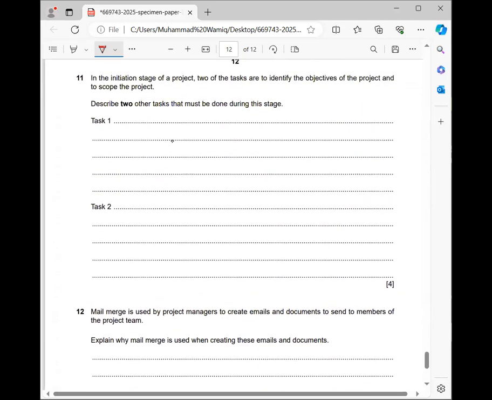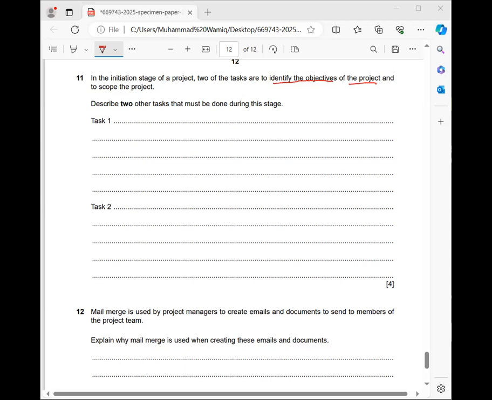In the initiation stage of a project, two of the tasks are to identify the objectives of the project and the scope of the project. Describe two other tasks that must be done during this stage. So in the initiation stage, when I began the development of the program, the first one was to identify the objectives of the program. The second was to understand the scope. Describe the two other tasks that must be done during this stage.